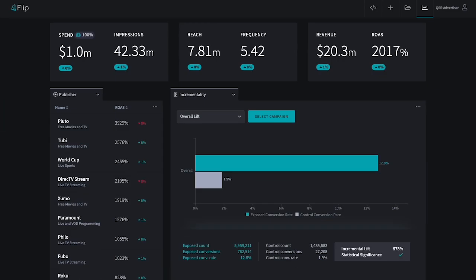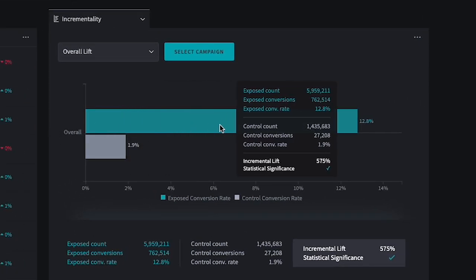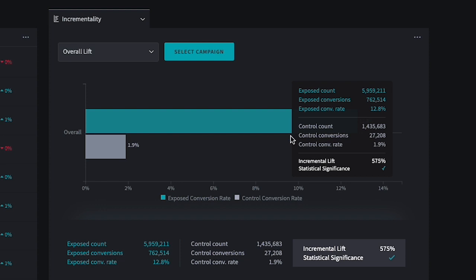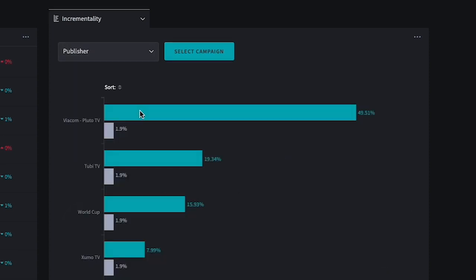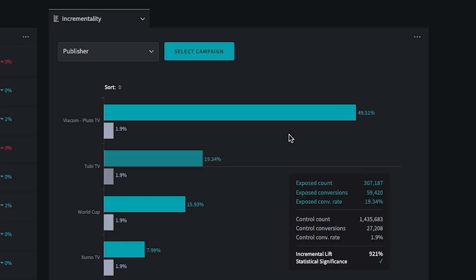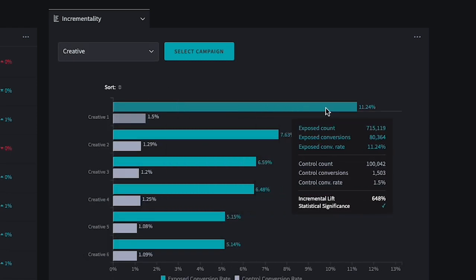So for example, whenever we did launch incrementality with this QSR advertiser, we were able to get really granular and look at these different variables. We were able to see which publishers were showing the highest incremental lift, as well as which creatives were driving the highest incremental lift, and then also which ones weren't.